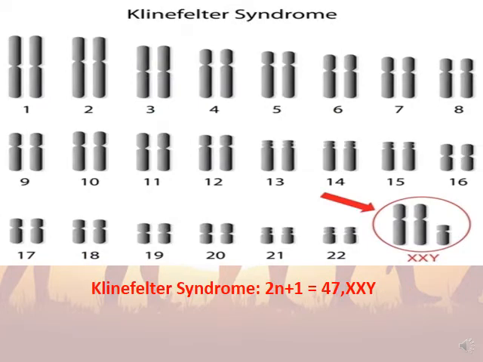Klinefelter syndrome. From now on, you have to know that Klinefelter syndrome is 2n plus 1 equal to 47. So we have an additional chromosome and it's found in the sex chromosome. So this person is going to be a sterile person. This person can't give birth to children. He has a sterility problem since the abnormality affects the gonosomes.